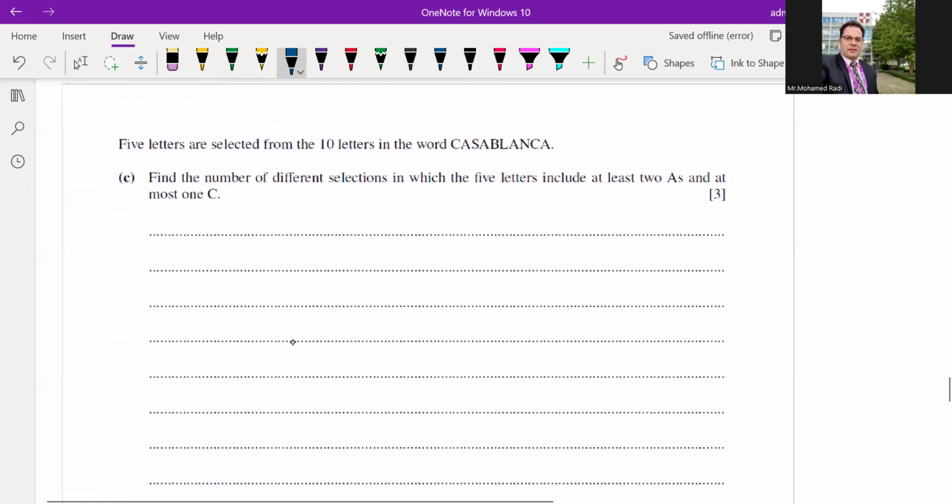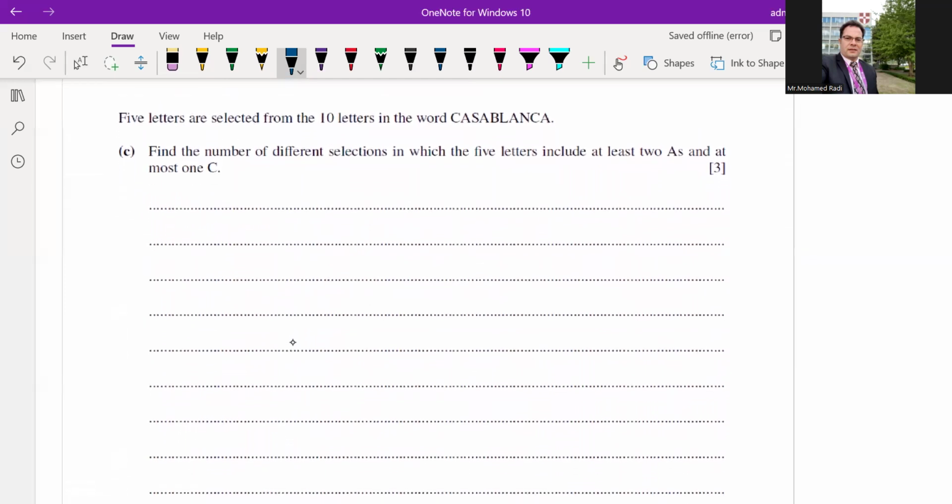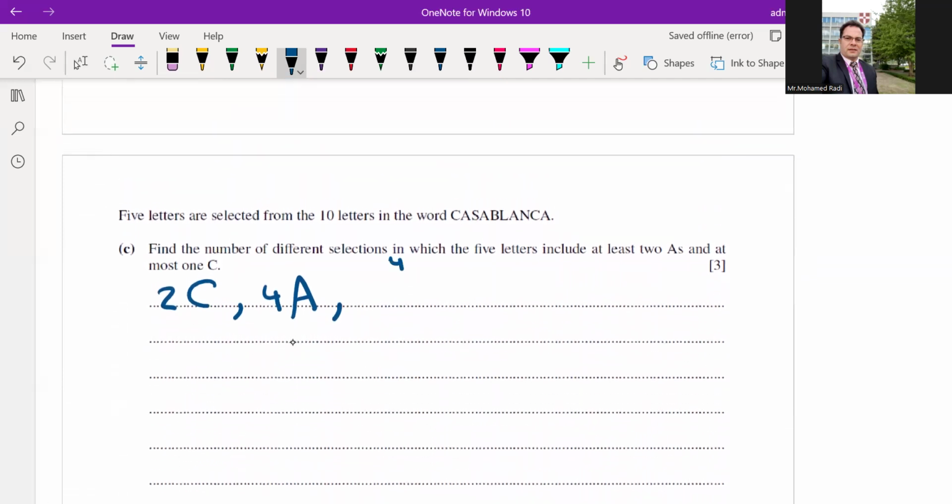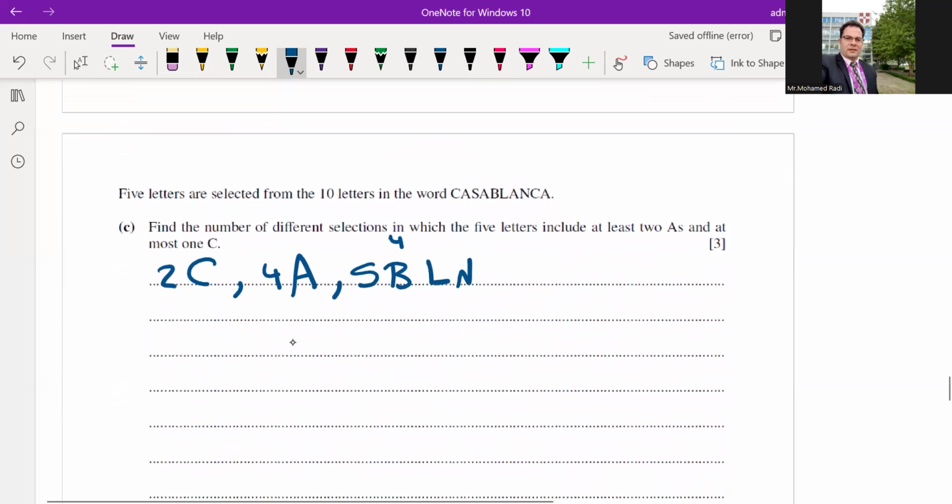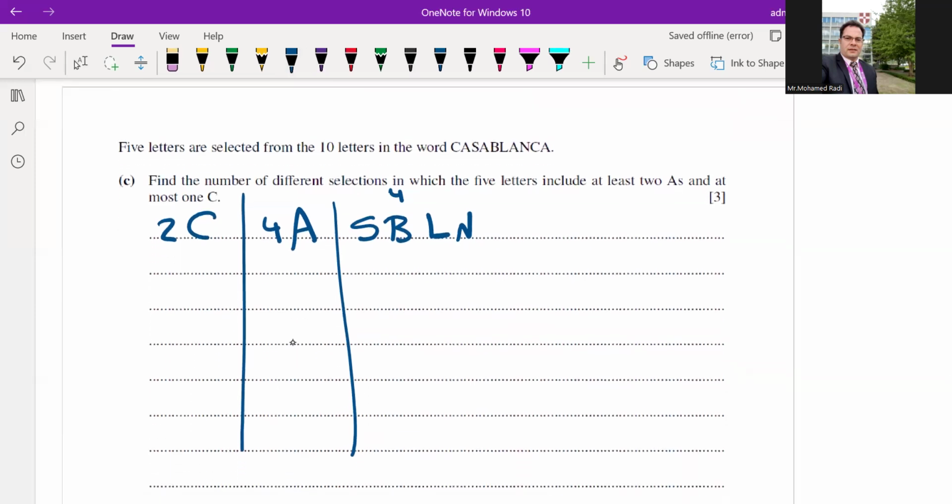Part C. 5 letters are selected from the same 10 letters. Let's again write: we have 2 C's, 4 A's, and 4 different letters, which are S, B, L, and N. Now, we'll select 5 letters. Because we have repeated letters, try to split it into cases, then find the answer of each case, then add all together.